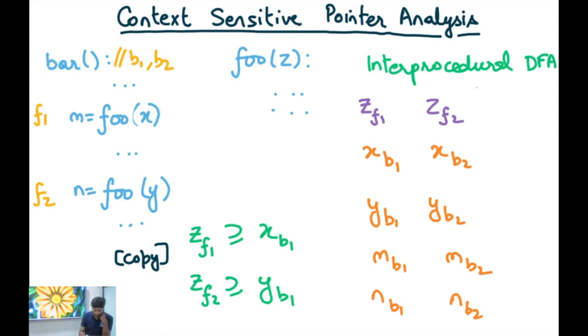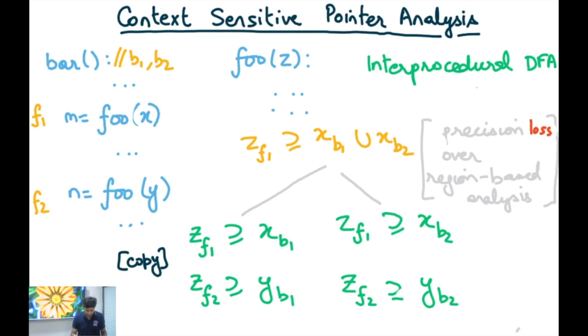Now, similarly, when I am here, let's say I'm again analyzing bar in context B1, then ZF2 this time, because this is being called, this time I'm analyzing it in context F2 because that's how I reached foo. So ZF2 will be updated using YB1 because Y was being analyzed in B1.